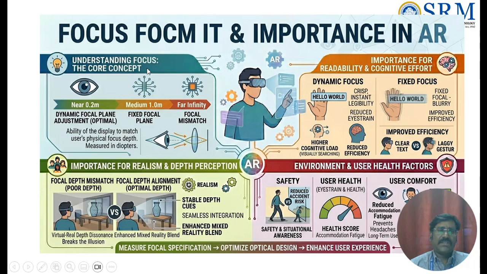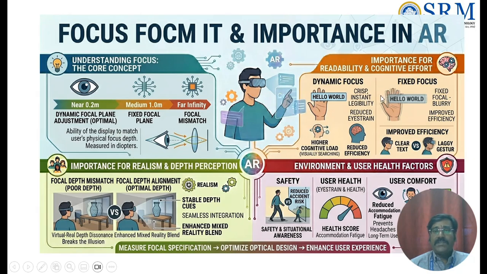Understanding focus is a real thing: near is about 0.2 meter, medium is about 1 meter, and far is infinity. The focal mismatch is going to be taken into account here. When nearer to 0.2, dynamic focal plane adjustment is used, which is the ability of the display to match the physical focus depth.